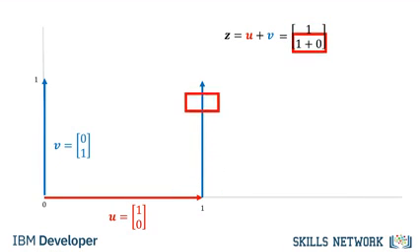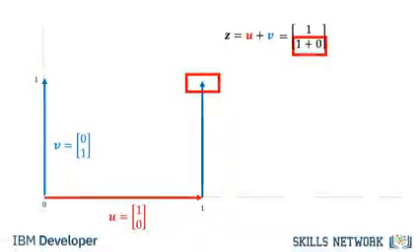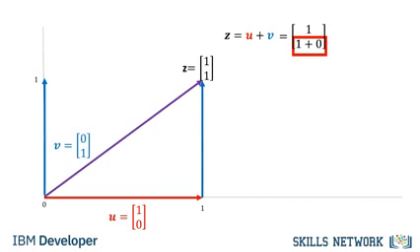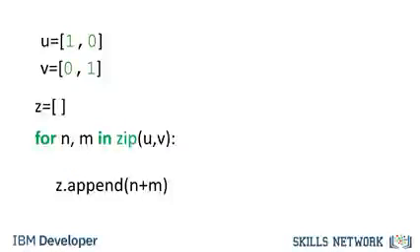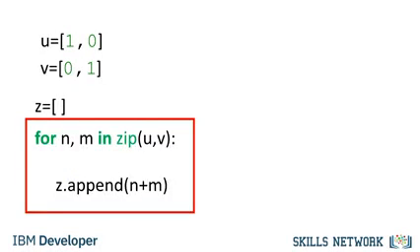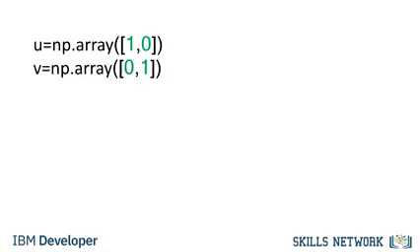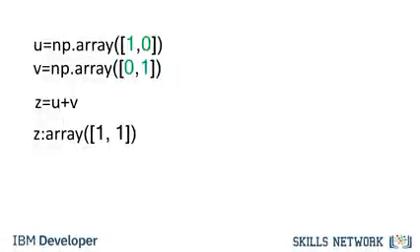It's helpful to use the tip-to-tail method when adding vectors, placing the tail of vector v on the tip of vector u. The new vector z is constructed by connecting the base of the first vector u with the tail of the second, v. The following 3 lines of code will add the 2 lists and place the result in the list z. We can also perform vector addition with 1 line of NumPy code.